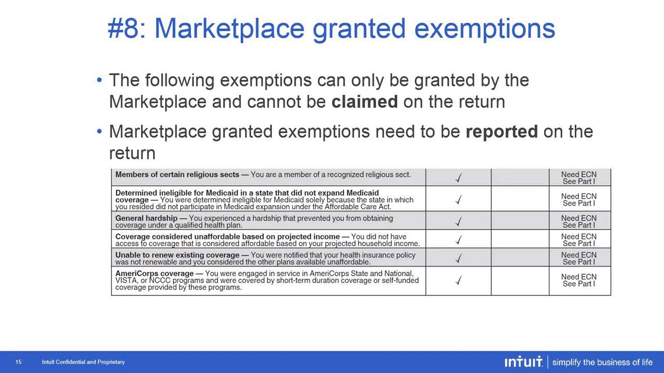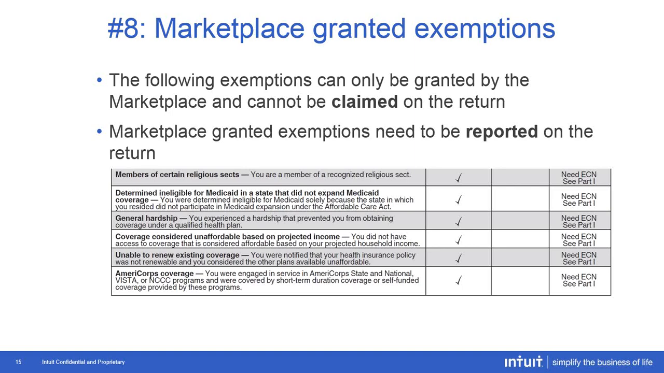The following exemptions can only be granted by the marketplace and cannot be claimed on the return. Members of certain religious sects, determined ineligible for Medicaid in a state that did not expand Medicaid, general hardship exemptions, coverage considered unaffordable based on projected income, unable to renew existing coverage, and AmeriCorps coverage.